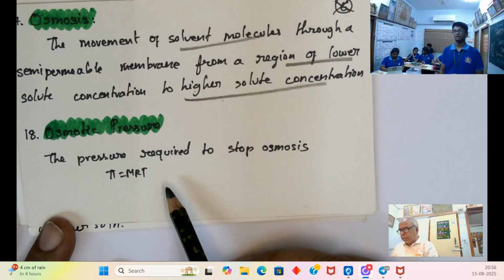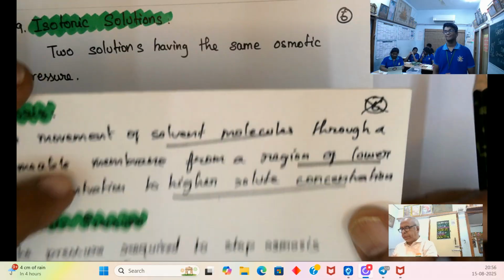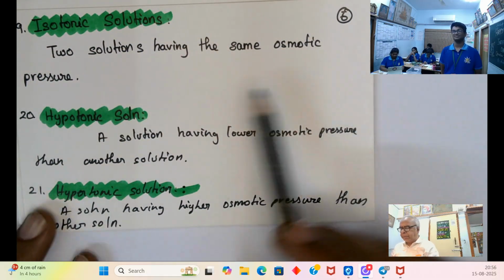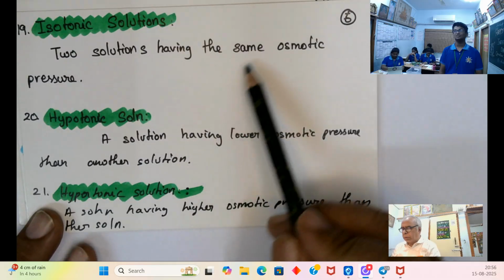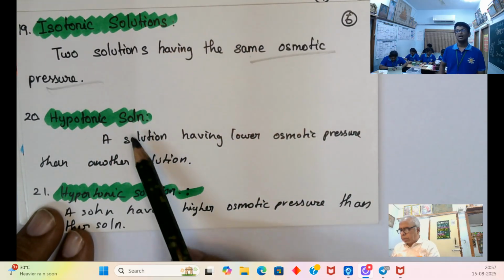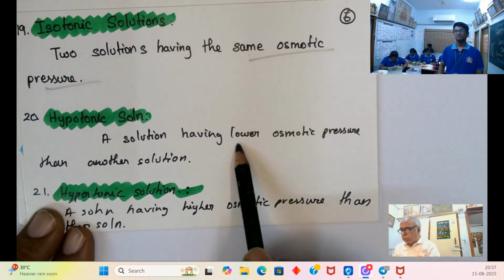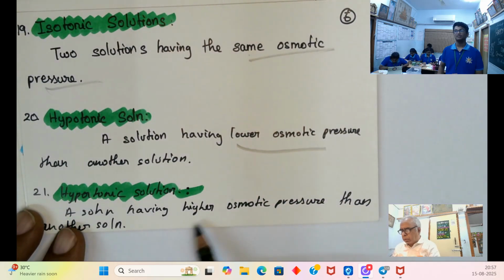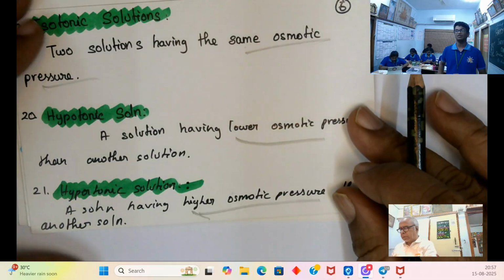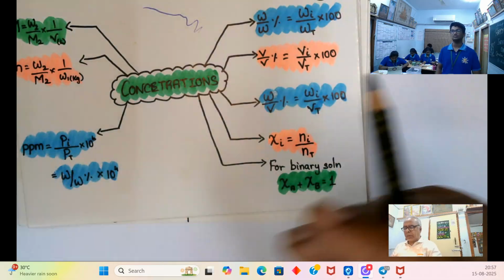Osmotic pressure: the pressure required to stop the osmosis, Pi is equal to CRT. Isotonic solution: two solutions having the same osmotic pressure. Hypotonic solution: a solution having lower osmotic pressure than another solution. Hypertonic solution: a solution having higher osmotic pressure than another solution.